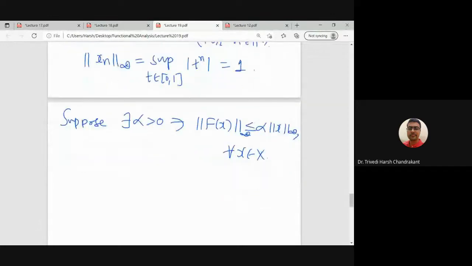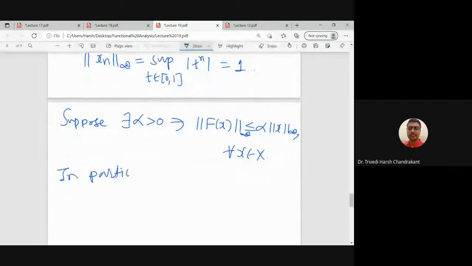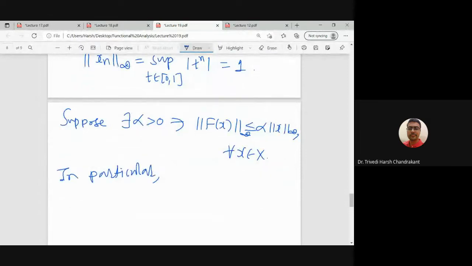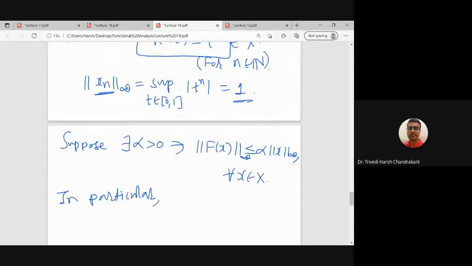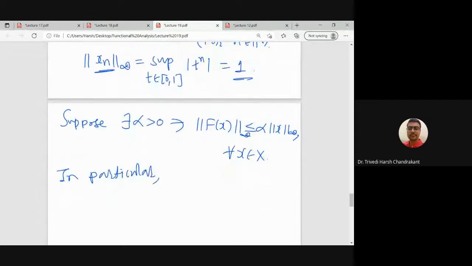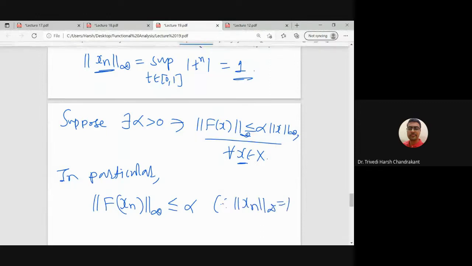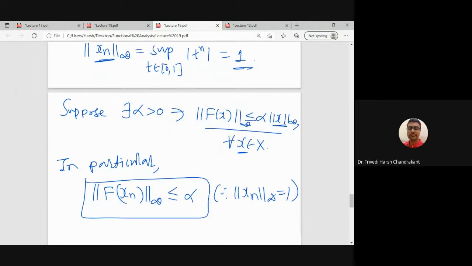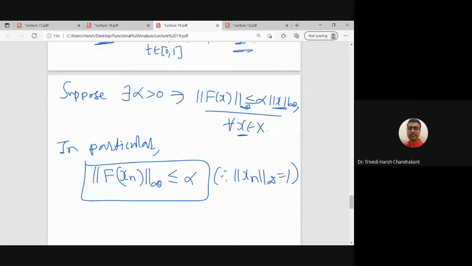So in particular, this condition is satisfied for each xn also, right? Because xn has norm 1. In particular, if you substitute xn in this equation, then what we get is norm of f xn should be less than or equal to alpha, right? Why? Because norm of xn is 1. So the other thing we already mentioned, right? If f is continuous, it should satisfy this condition for some fixed positive number alpha.